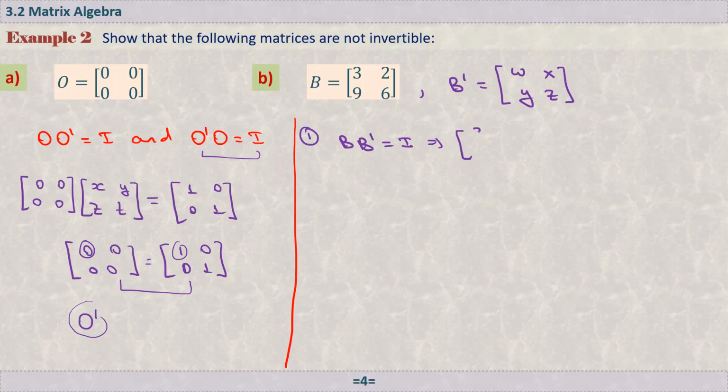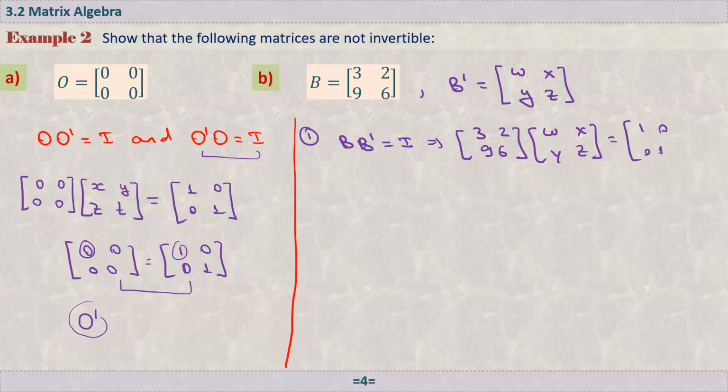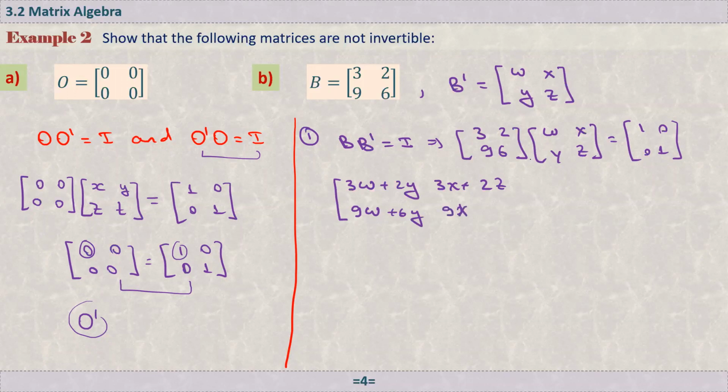So if we substitute here we have 3, 2, 9, 6, and here we have W, X, Y, Z. On the right-hand side, we have 1, 0, 0, 1. If you just multiply this, what do we get? Here we have 3W plus 2Y, and multiplying the first row by the second column, 3X plus 2Z. Then 9W plus 6Y, and 9X plus 6Z. On the right-hand side, we have the identity matrix 1, 0, 0, 1.